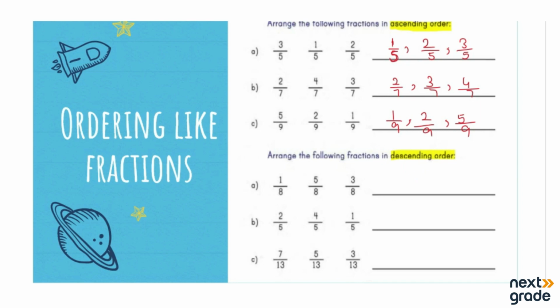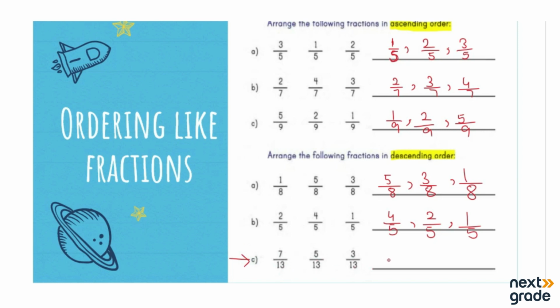Alright, now we're going to look at examples where we arrange the following fractions in descending order. Let's do it together. 1/8, 5/8 and 3/8. इनमें से सबसे बिगेस्ट फ्रैक्शन है 5/8, right. 5 is the biggest number, तो हम इसको 5/8 लिख देंगे. इसके बाद we have 3/8 and then we have 1/8. Next we have 2/5, 4/5 and 1/5. Okay, so इसमें से बिगेस्ट फ्रैक्शन हमारे पास 4/5 है. Then we have 2/5, then we have 1/5.